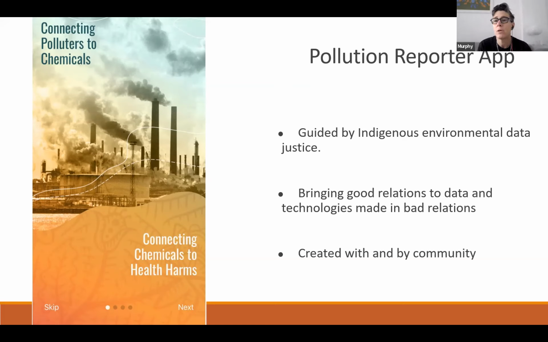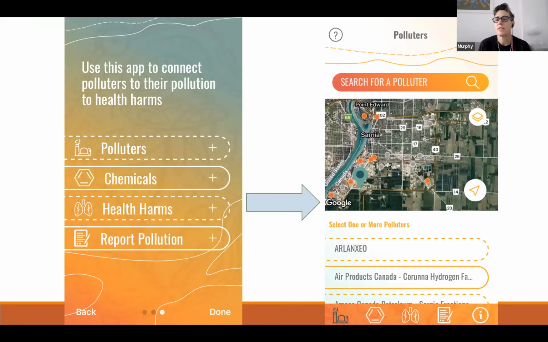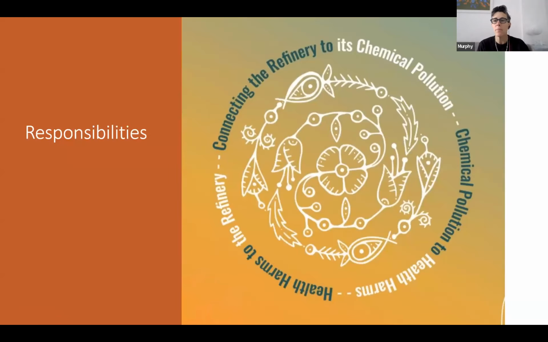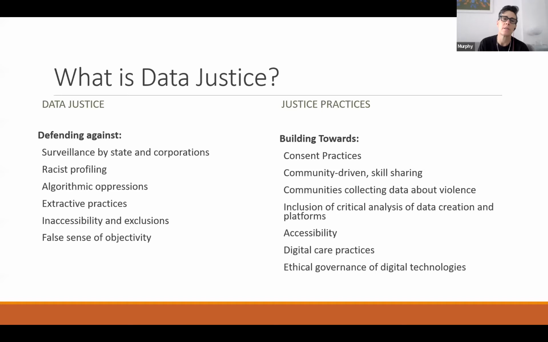So, for example, we built an app that tries to do something different with data and make a platform that's built with and by, with and for community. And in doing that, we see data and platforms as full of responsibilities. So it's not just that the polluter has responsibilities or the government, the corporation, the community, but we see the data, our practices, our meetings, everything as full of responsibilities. And when we say relations, we don't just mean abstract relations, we always mean ethical relations.